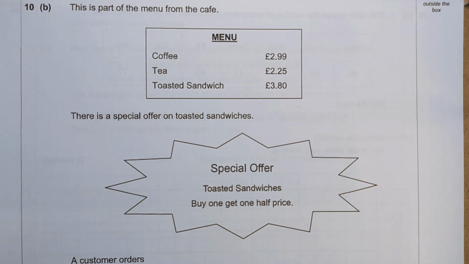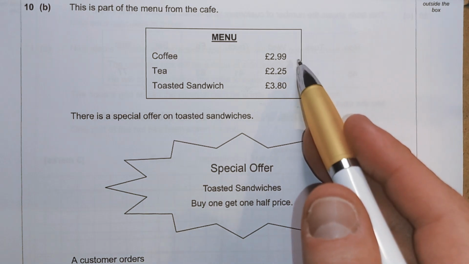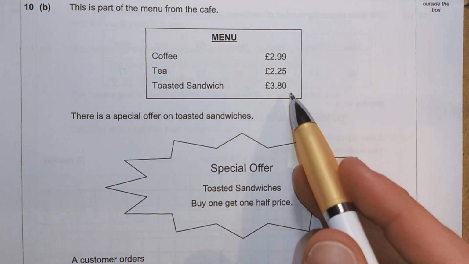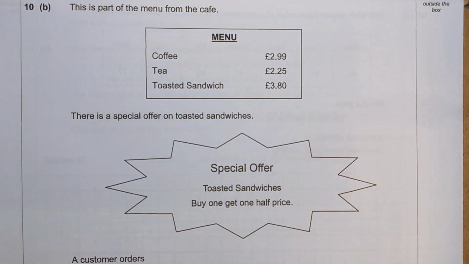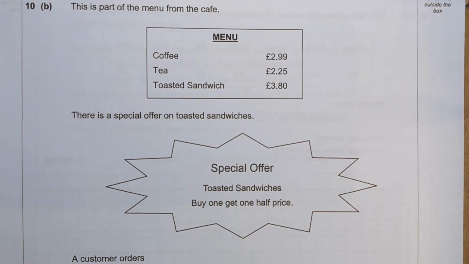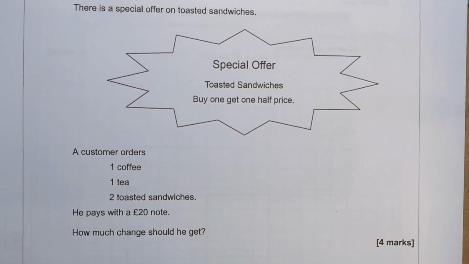10B. This is part of the menu from the cafe. We've got the menu there. We've got coffee is £2.99, tea is £2.25, and a toasted sandwich is £3.80. There is a special offer on toasted sandwiches. We've got a special offer, toasted sandwiches, buy one, get one half price. A customer orders 1 coffee, 1 tea, 2 toasted sandwiches. He pays with a £20 note. How much change should he get?